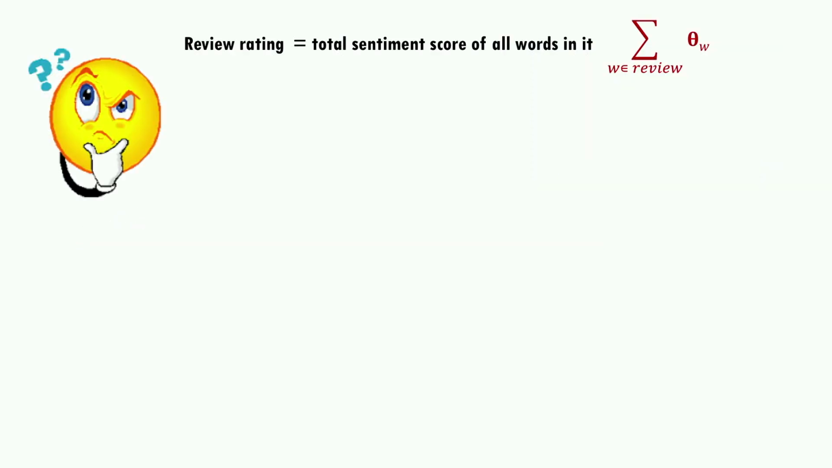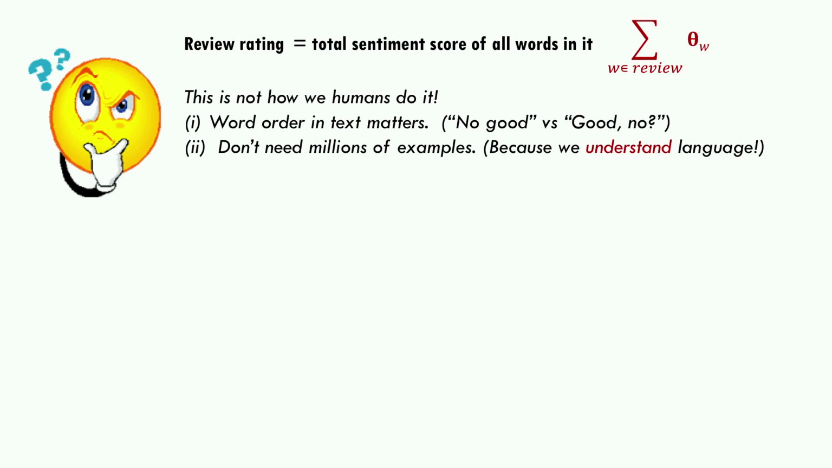So let's return to that example of assigning a score to movie reviews. And we had the simple linear model. And when people see it, and our undergrads, we teach it in basically the first week of undergrad machine learning, they see it and they say, well, this is very simplistic. Well, firstly, this is not how we humans do it, right? Because word order in text matters, right? No good means something very different from good, no, right? But this model is just summing up the sentiment scores of words, so it assigns the same score to both of them. So clearly it's wrong in some cases.